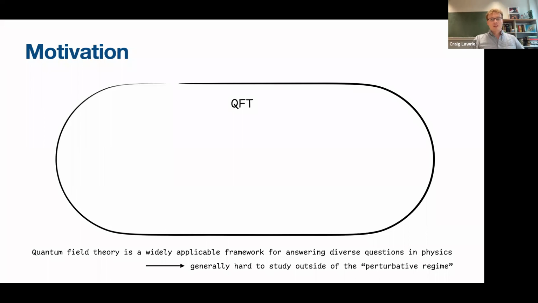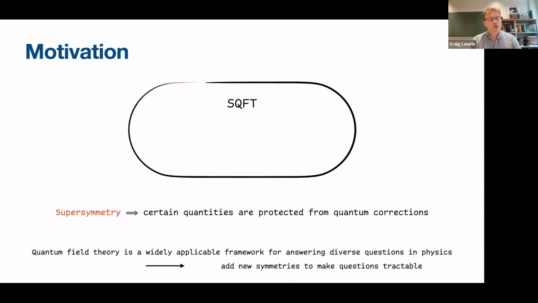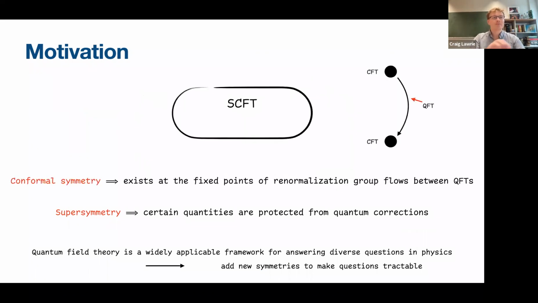So if we want to study QFT, one of the things that we can do is add some new symmetries, and adding these new symmetries can make hard questions more tractable. That's the usual philosophy in physics. So one symmetry we might want to add is supersymmetry. Supersymmetry tells you that there are some quantities which are then protected from quantum corrections. So that sounds great, something we could perhaps compute.